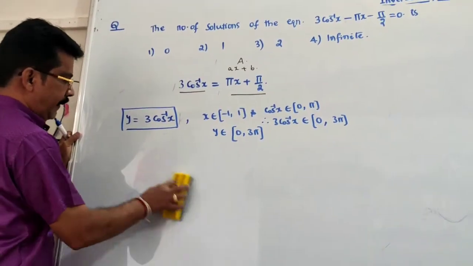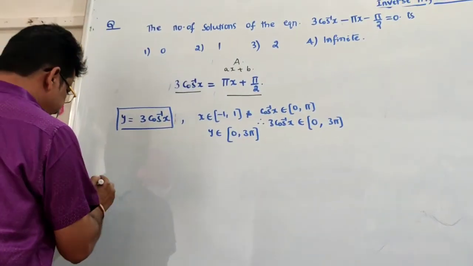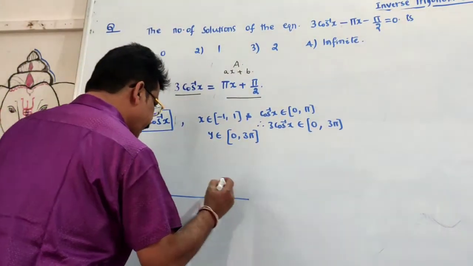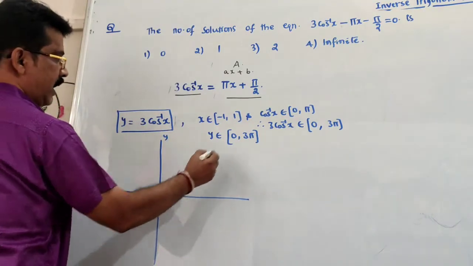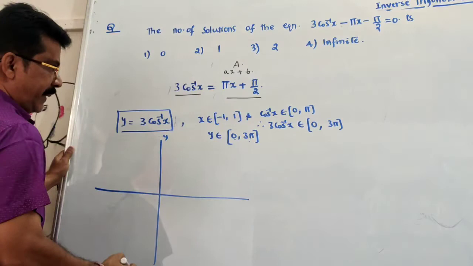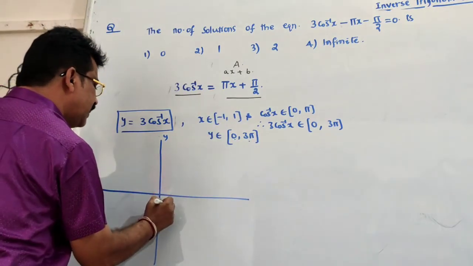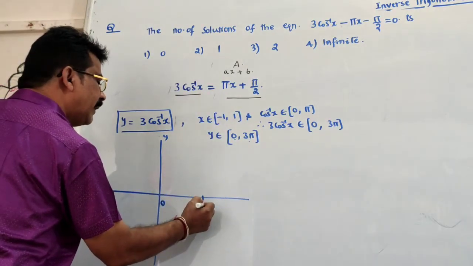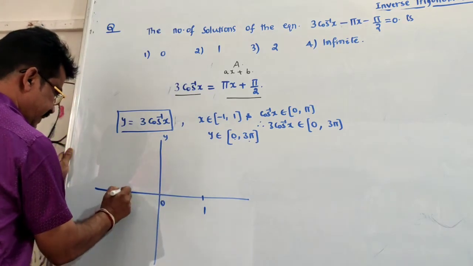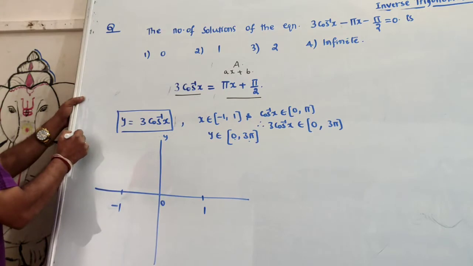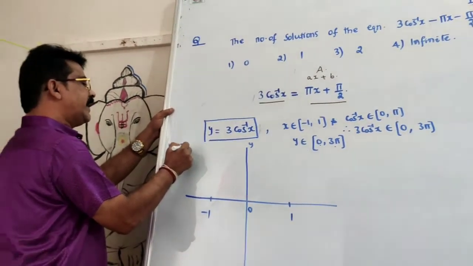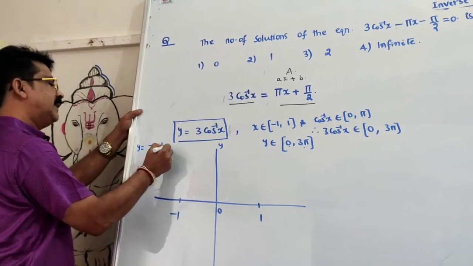This is the x range and this is the y range. So take some random values. This is y. On y we have to take 0 and 3 pi. On x, -1 and plus 1. So this is plus 1, and at the same distance it will be -1. So the function is y equal to 3 cos inverse x.